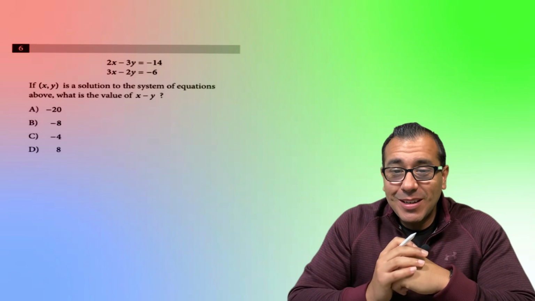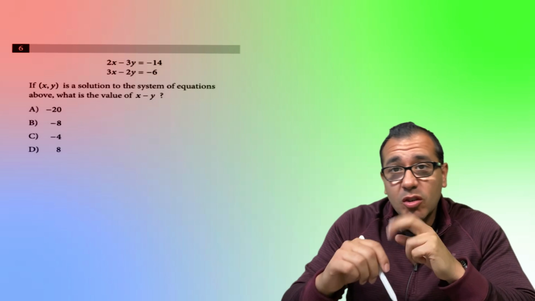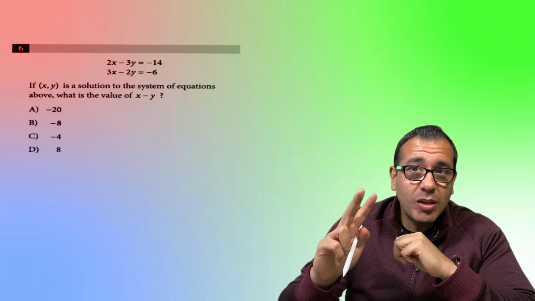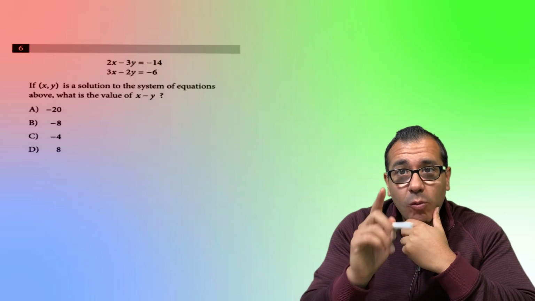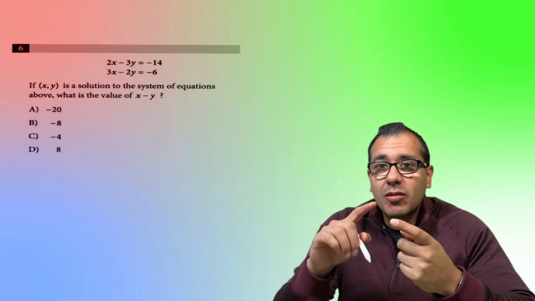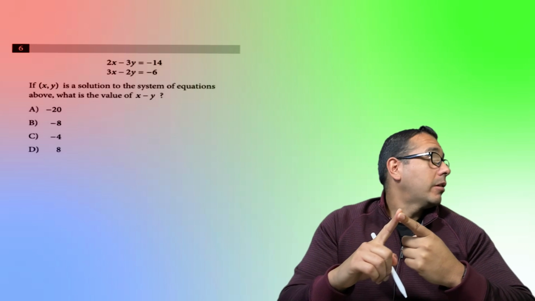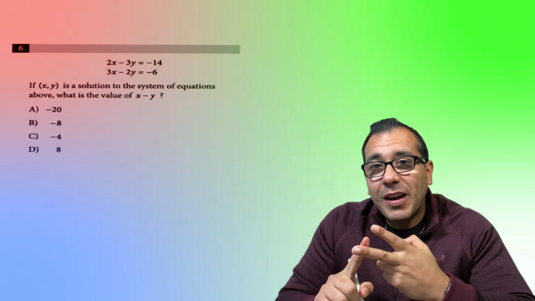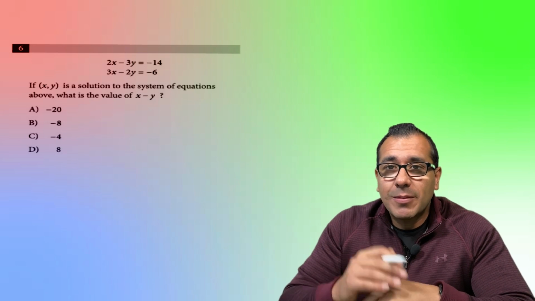All right, so let's look at question number 6 here. Notice for question number 6, they give us two equations and two unknowns. So we have the system of equations, and always look at what they want. They want us to find the value of x minus y. So after you find your x, and after you find your y, then go ahead and subtract the two to get your answer. So let's dive in here.